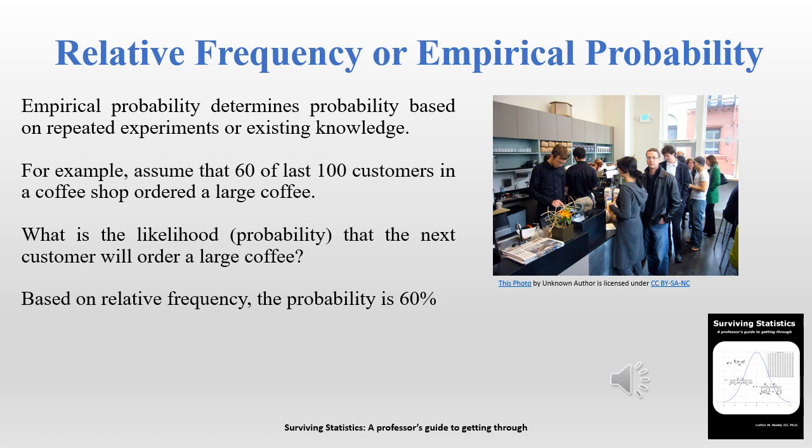Next, we have relative frequency or empirical probability. And to determine probability with this method, we use existing knowledge or repeated experiments that we've done in the past. So, for example, let's assume that of the last 100 customers that came into the coffee shop, 60 of them ordered a large coffee. So, using that relative frequency, we could assume that the likelihood or the probability of the next person coming in and ordering a large coffee would be 60% based on relative frequency.